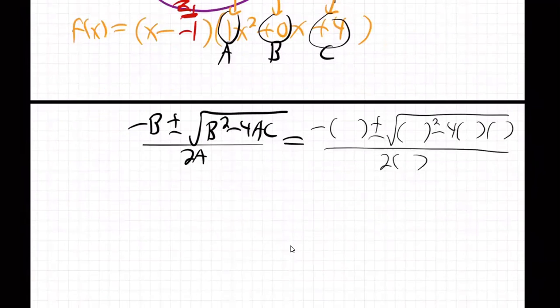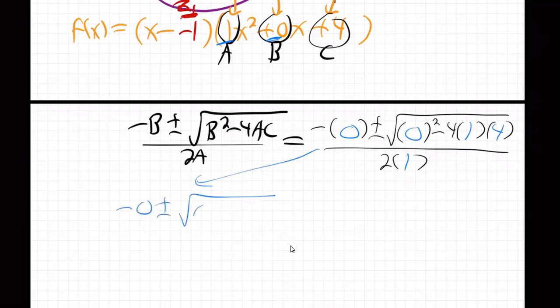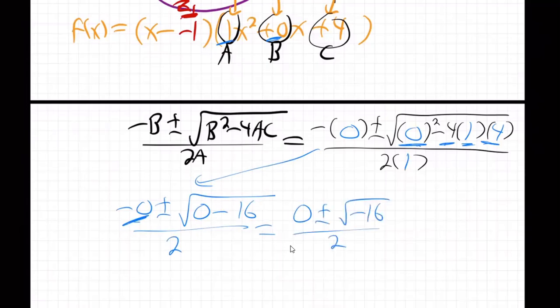Let's grab the stuff. A is 1. Wait, well, B. Sorry, B is 0. So this is 0. This is 0. A is 1. C is 4 over 2a, and a is 1. Huh, that's a weird one. So we're going to get -0 plus or minus the square root of 0 squared, which is 0, minus 4 times 1 times 4. That's 16. All over 2 times 1 is 2. So that's 0. Minus 0 is just 0. Plus or minus the square root of -16 all over 2.